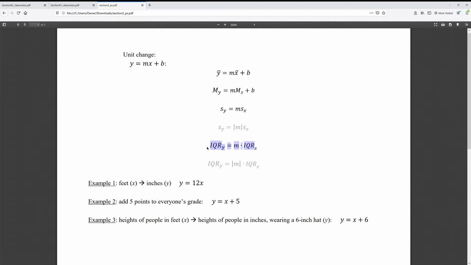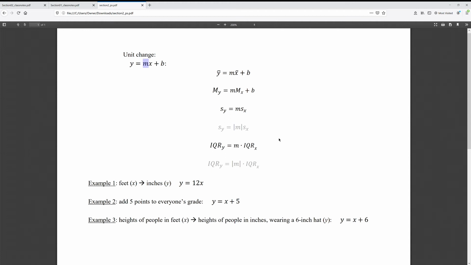But I am assuming that m is positive, in other words, that it represents a rescaling. You know, feet to inches, inches to feet, multiply by 12, multiply by a 12th, but positive. Standard deviation and IQR, remember, are non-negative concepts. The answers cannot be negative. So if for some reason you had a negative m, that's the light gray here, then you would want to lose the sign on your answer. Keep it non-negative, keep it positive.